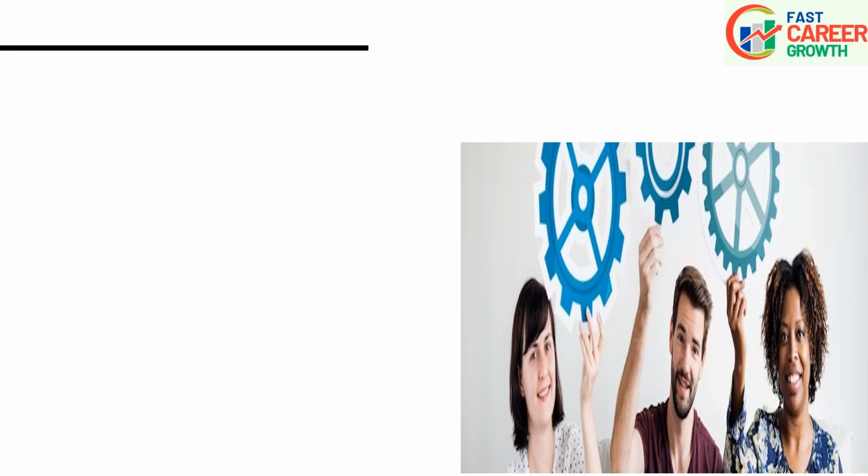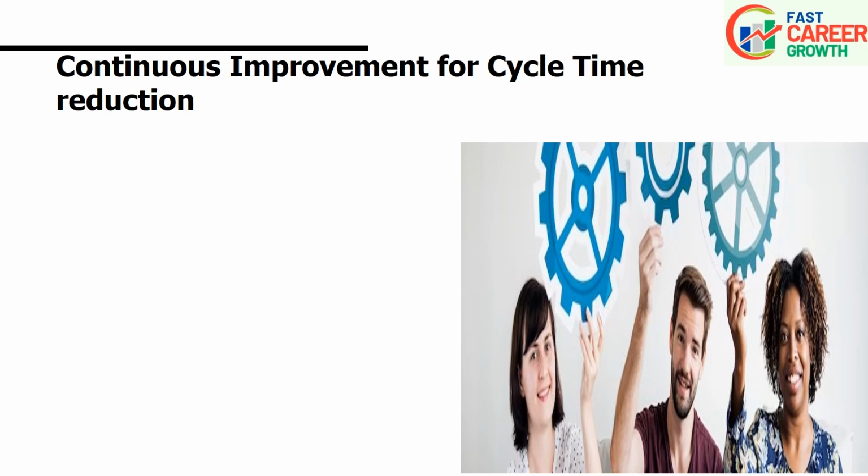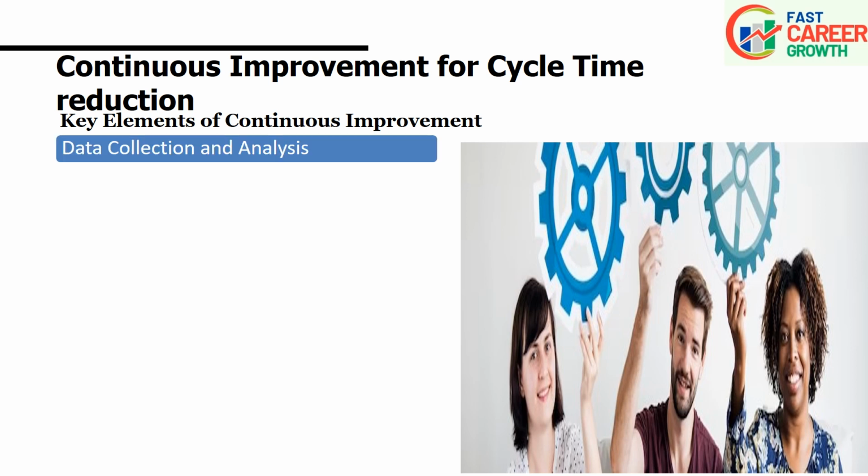Next is continuous improvement for cycle time reduction. Continuous improvement is an ongoing and systematic approach to making incremental and positive changes in processes, products, or services. It's a fundamental principle for organizations seeking to enhance their efficiency and competitiveness.